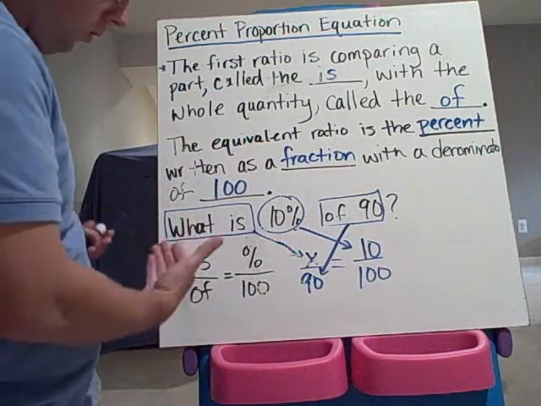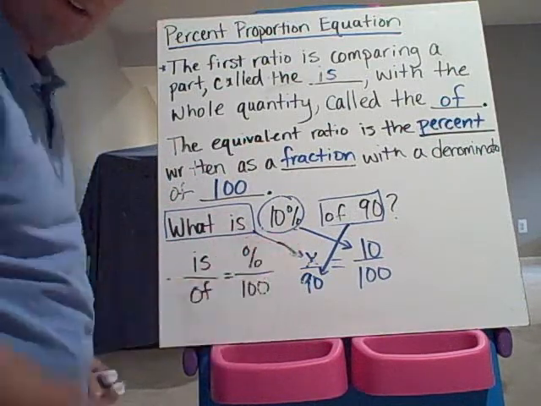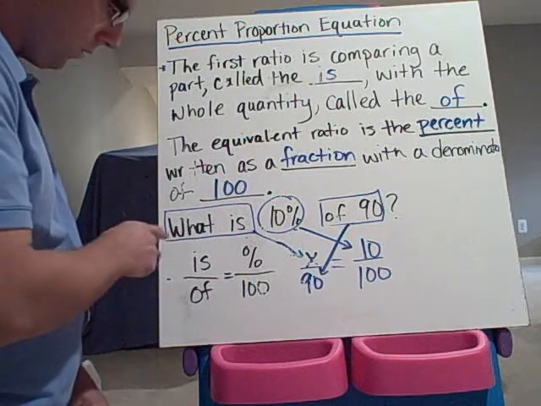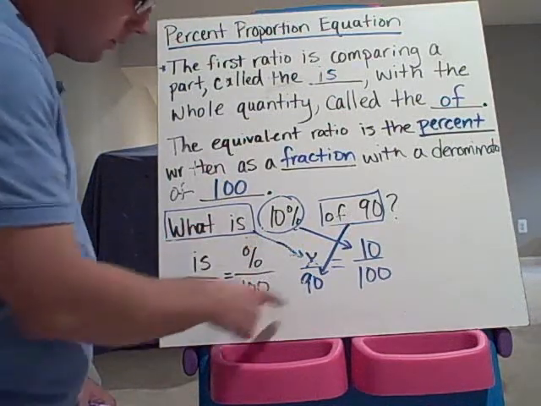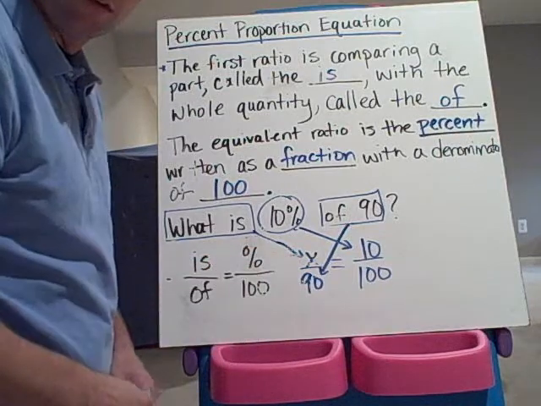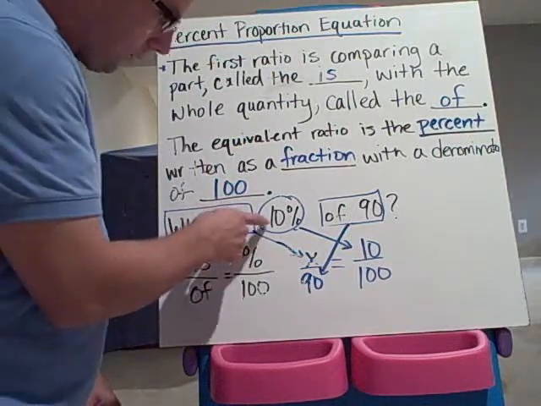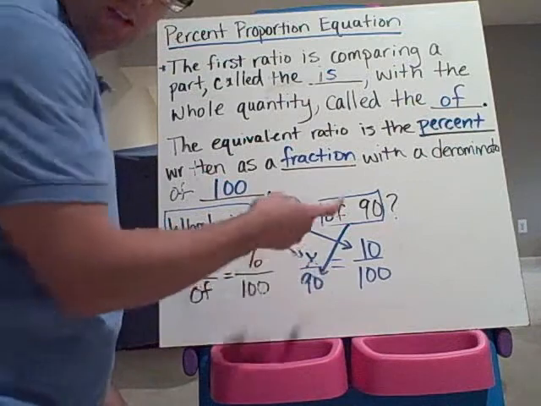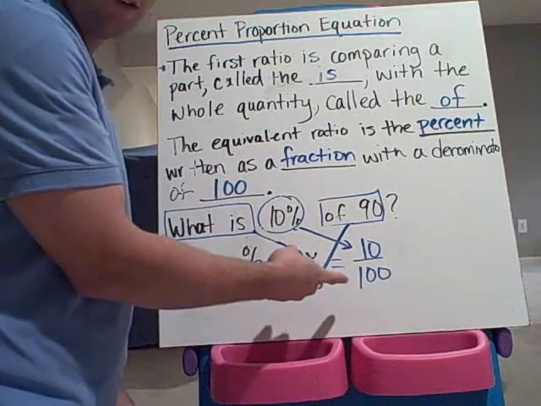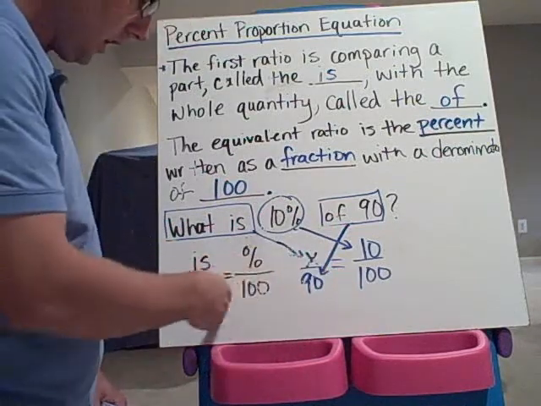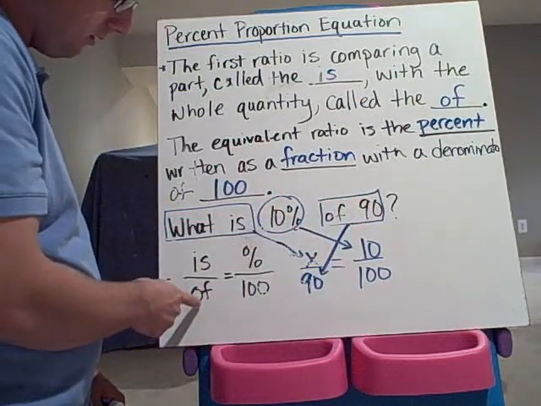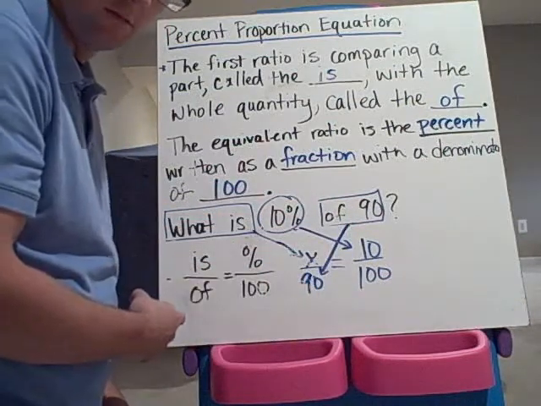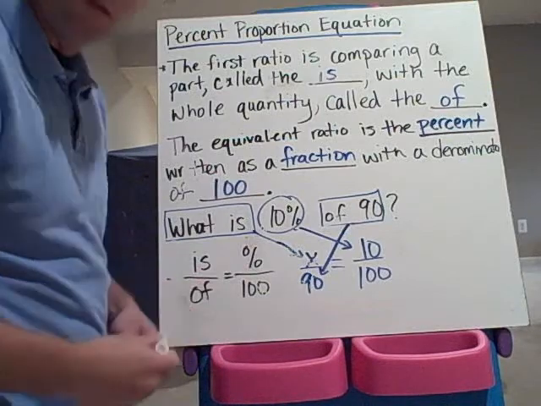All right, so what is 10% of 90? Well, we see that we're trying to find out what the is is, and the is over of, so we'll make that x. We'll make it a variable. And then we know that we're trying to find 10%, so we put 10 over 100. And then we see that the of is 90, so we put 90 in where of should be.